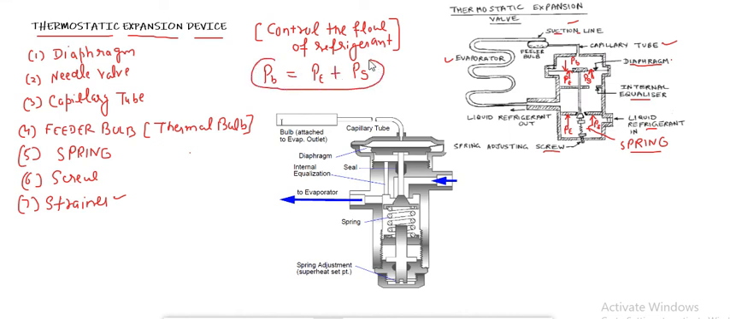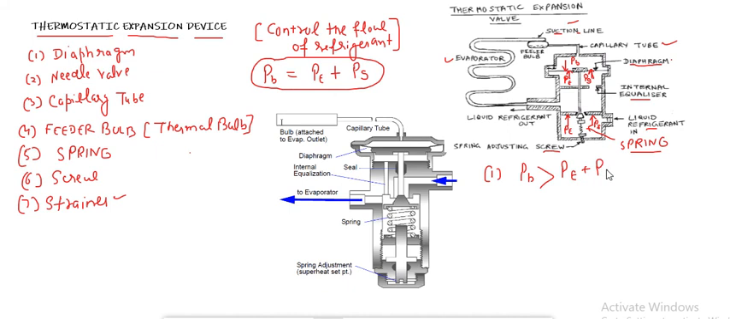That is what we are trying to do, that all the pressures must be in equilibrium. They must balance each other. These two pressures are working in the upward direction on the diaphragm. PB is acting in the downward direction on the diaphragm. Let us suppose in the first case that pressure PB is more than PE plus PS.